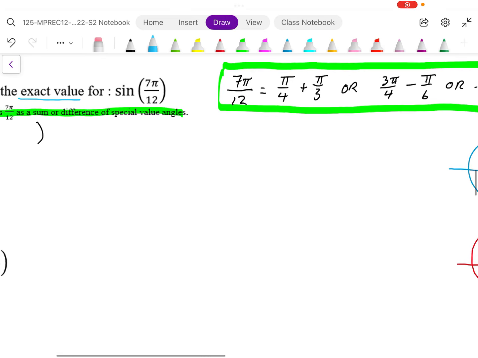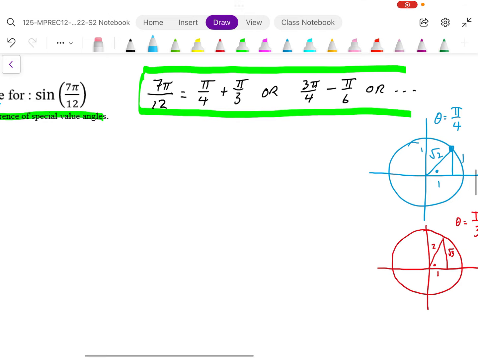For example, 7 pi over 12 can be expressed as pi over 4 plus pi over 3. So that ends up being 3 pi over 12 plus 4 pi over 12, which gives us 7 pi over 12. We can also get 7 pi over 12 by taking 3 pi over 4 and subtracting pi over 6. So 3 pi over 4 with common denominator is going to be 9 pi over 12, and then minus 2 pi over 12 is going to give us the 7 pi over 12 that we're looking for. So there's many combinations that will get us there.